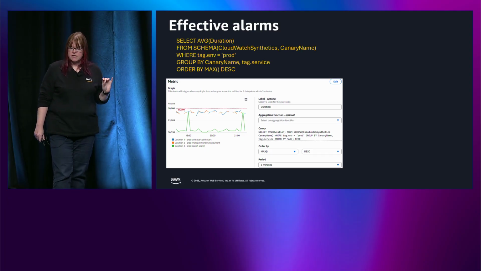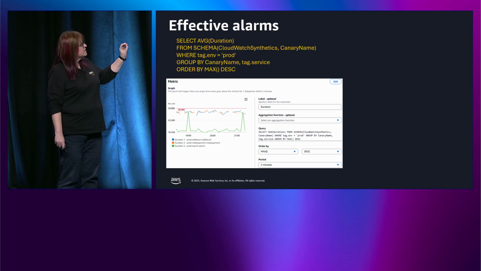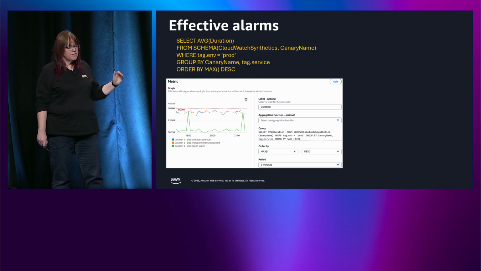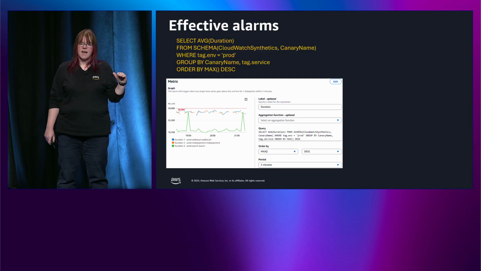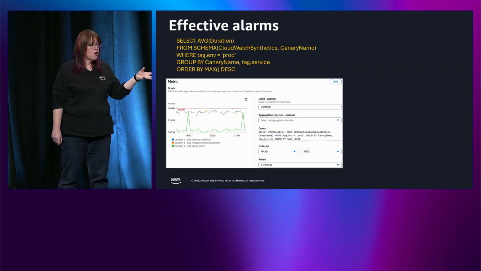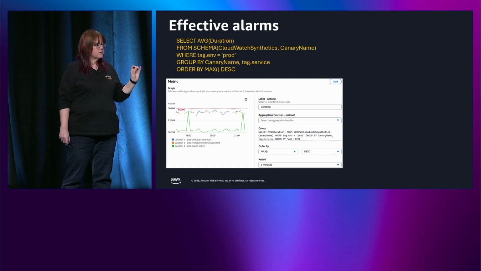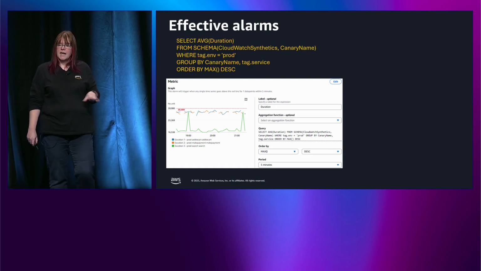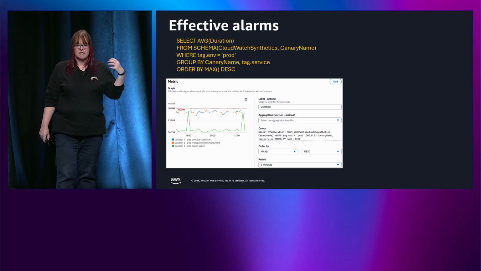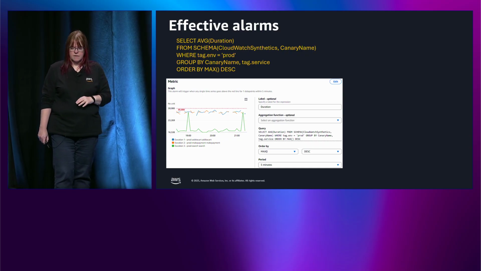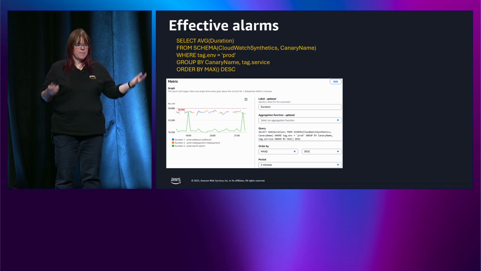So I've talked about dimensions and tags, and here we can see an example of using these in a Metric Insights query. You can see that I'm controlling which data to look at with the where tag, using the environment tag that is on my CloudWatch Synthetics in this case. I only want the synthetics that are tagged with the environment prod. And in my group by, I'm looking at seeing things by canary name and by my service tag. So I can have control over the data that I return. The more control I have, the more I can make my alarms the right scope, and I don't need individual alarms for everything.